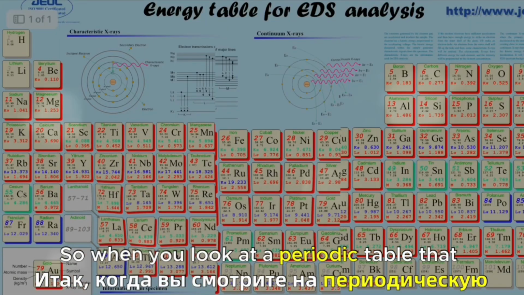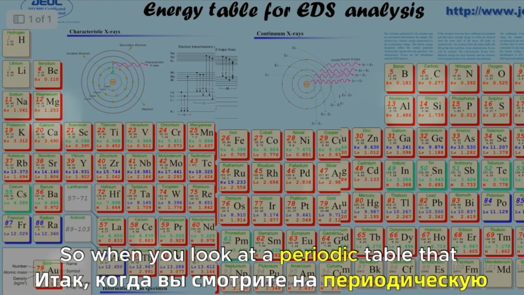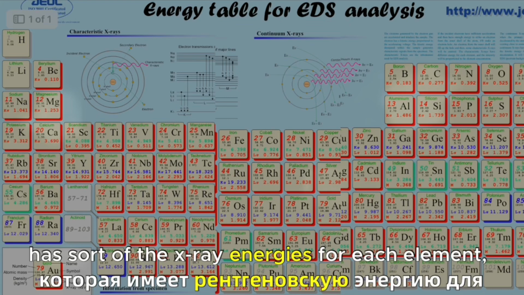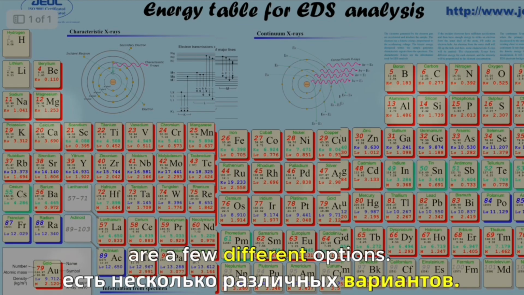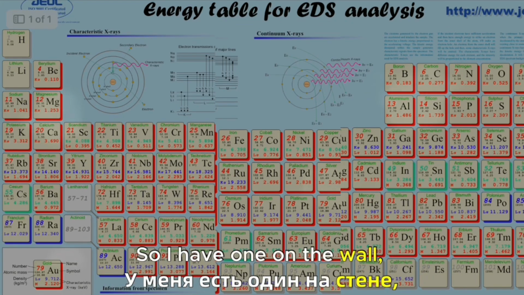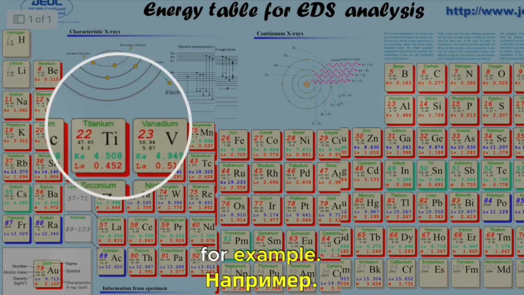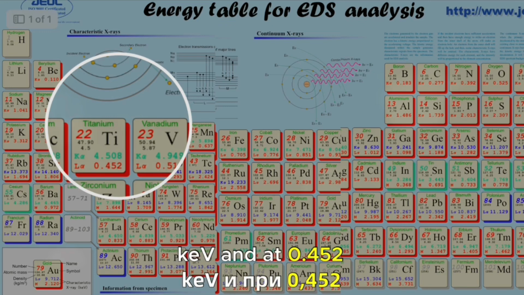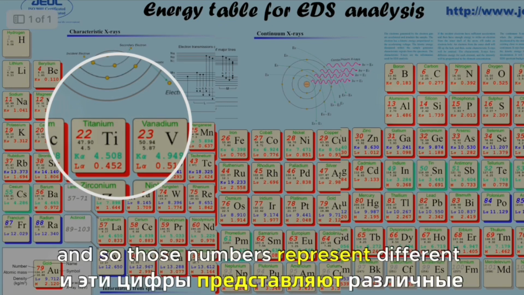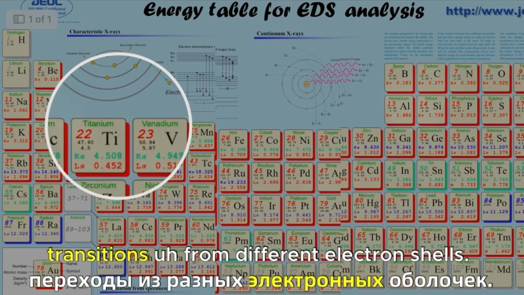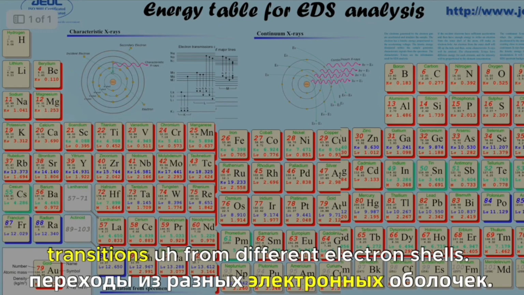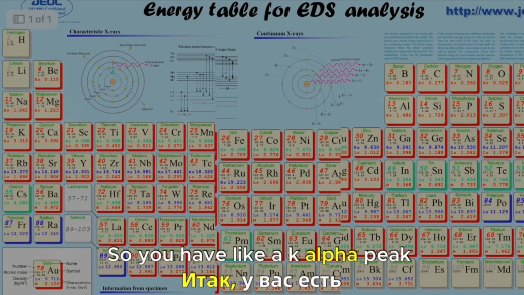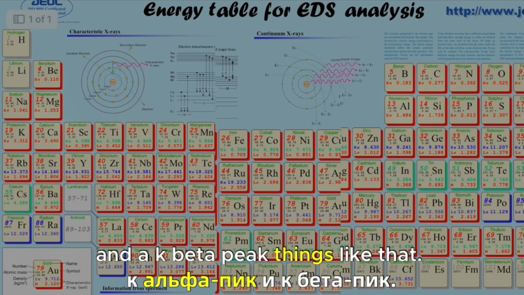When you look at a periodic table that has the X-ray energies for each element, you'll see that there are a few different options. I have one on the wall, just looking at titanium, for example. You have an emission at 4.5 keV and at 0.452 keV. Those numbers represent different transitions from different electron shells. So you have a K alpha peak and a K beta peak, things like that.